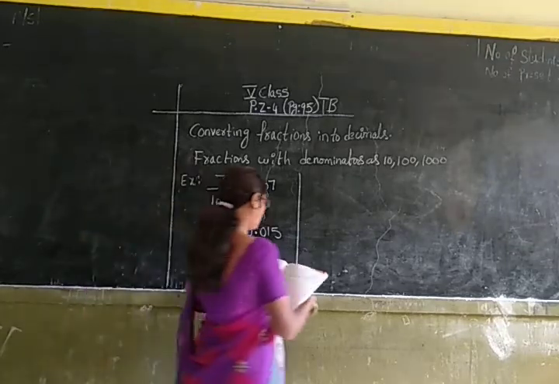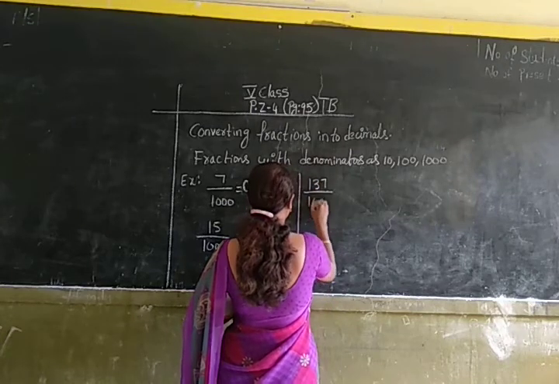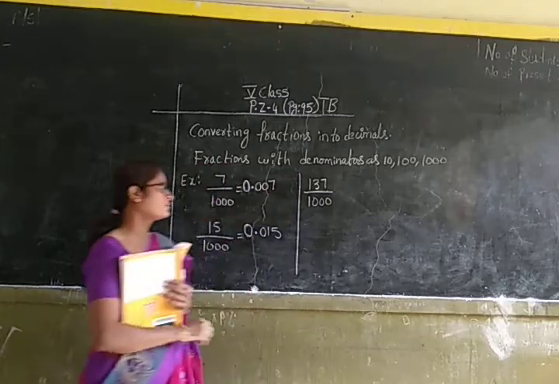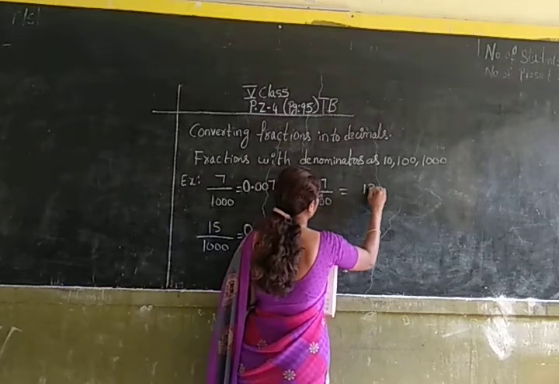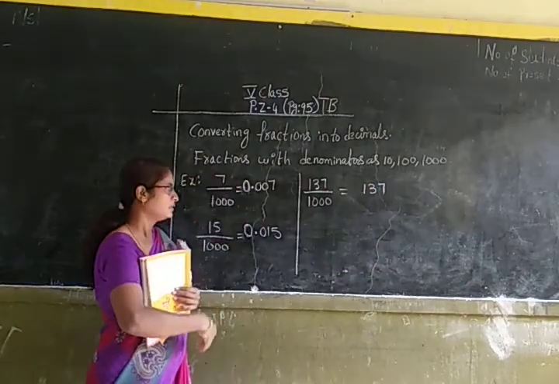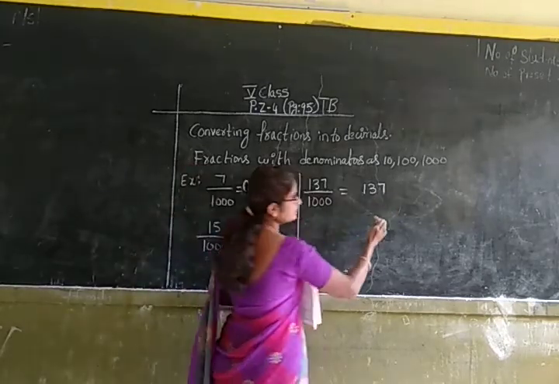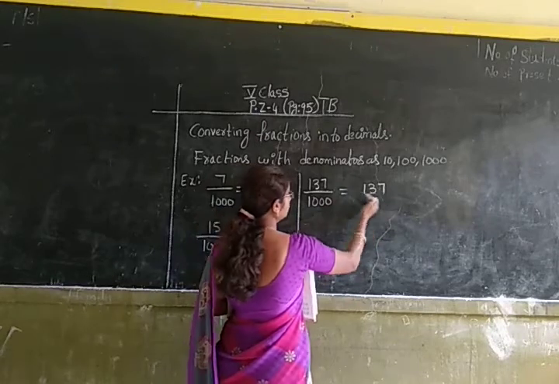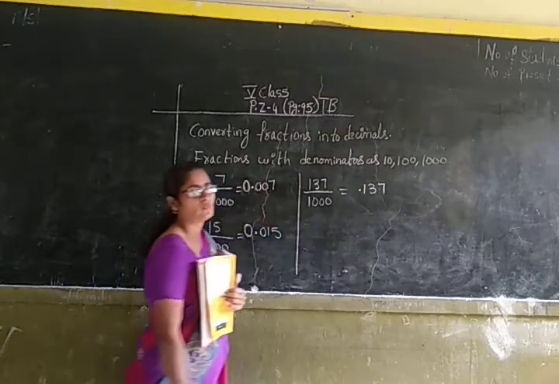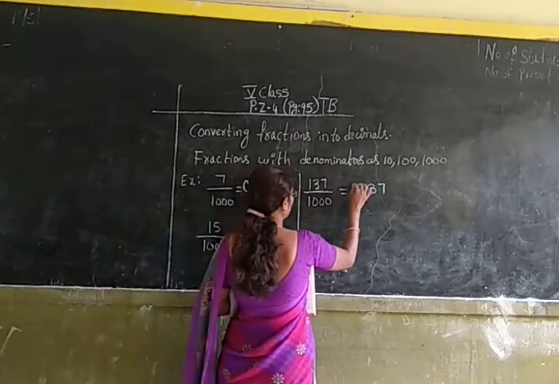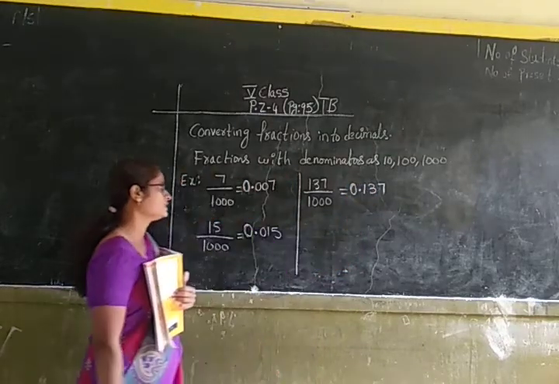Okay children. Now let us learn about the fraction with a 3-digit number. So now we have to convert 137 by 1000 into decimal. First let us write down the numerator. The numerator is 137. The denominator is having 3 zeros. So you have to put a point after 3 digits. You always have to count the digits from right to left. 1, 2, 3. So you have to place the point after 3 digits. Here in the whole number part there is no number, so now you have to place a 0. So the answer is 0.137.